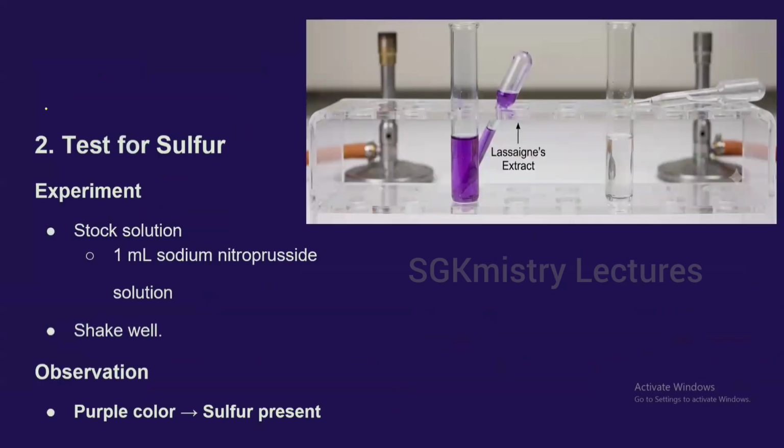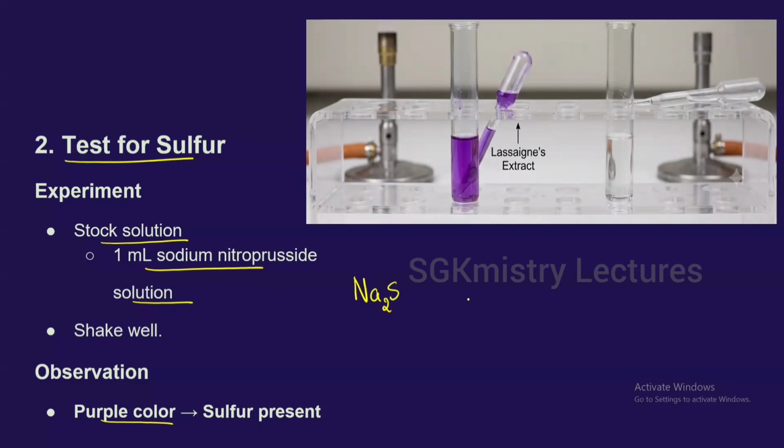Right. Suppose we are talking about the test for sulfur. So we are going to take the stock solution. We are going to add 1 ml of sodium nitroprusside solution. Now, if the purple color is produced on shaking the solution, then we are going to confirm that sulfur is present in the given compound. So let us see how the reaction proceeds.